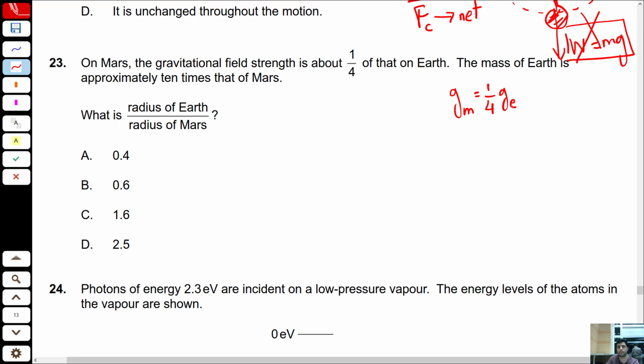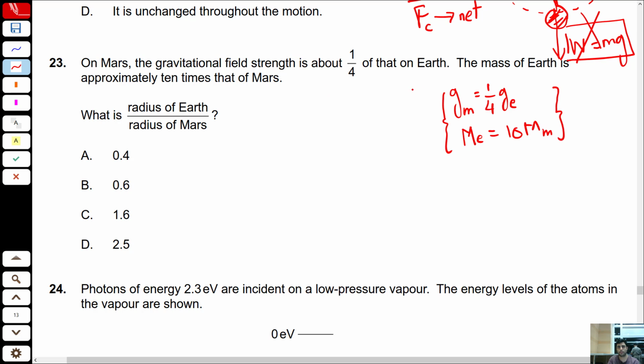The mass of the Earth, M subscript E, is approximately 10 times that of Mars, M subscript M. So the mass of the Earth is 10 times the mass of Mars. This information is given to us, so we represent it mathematically. What is the ratio of the two radii?